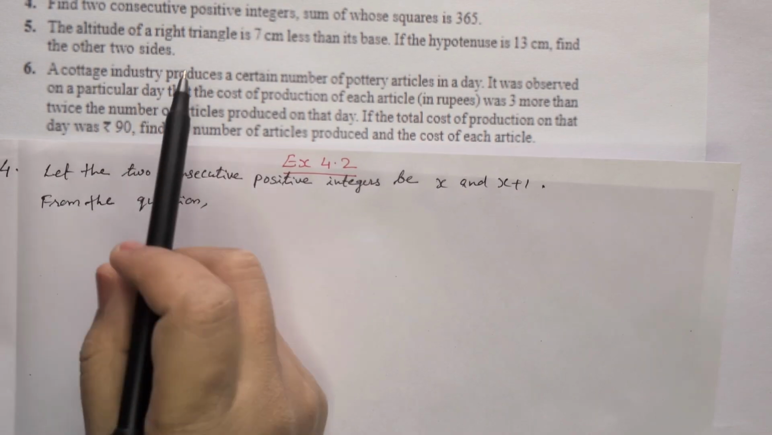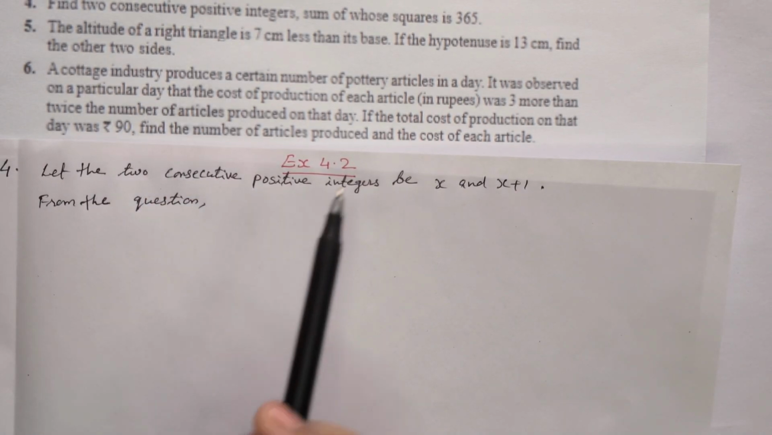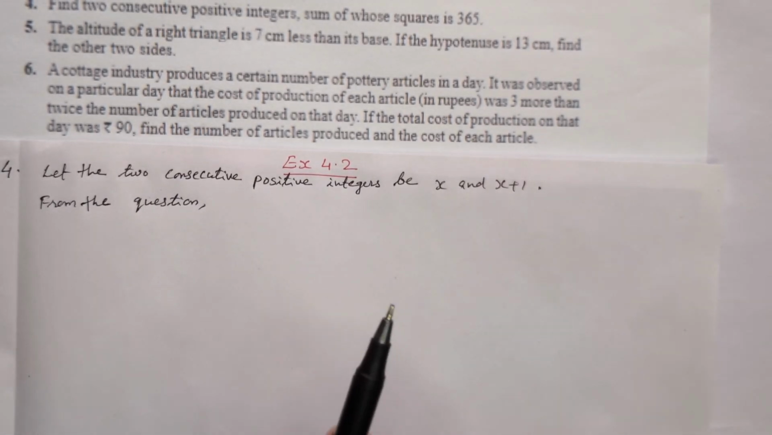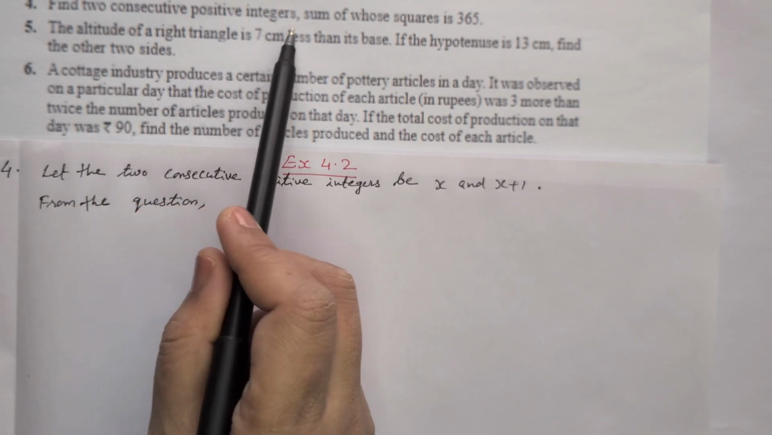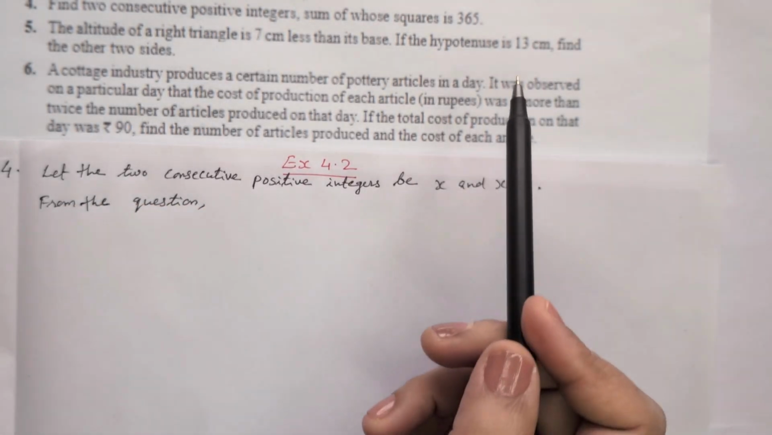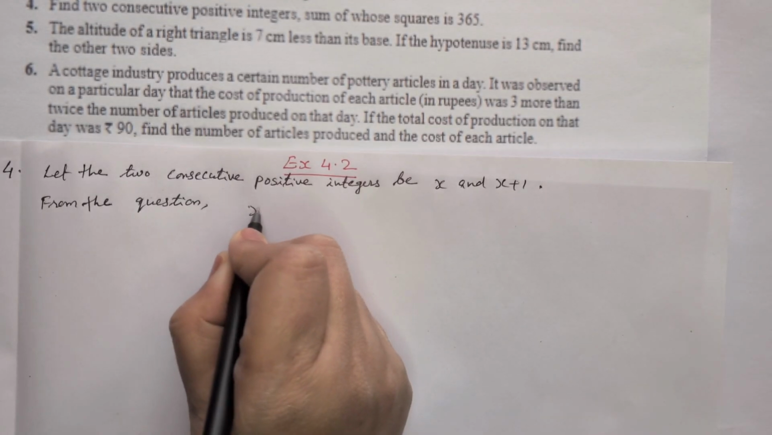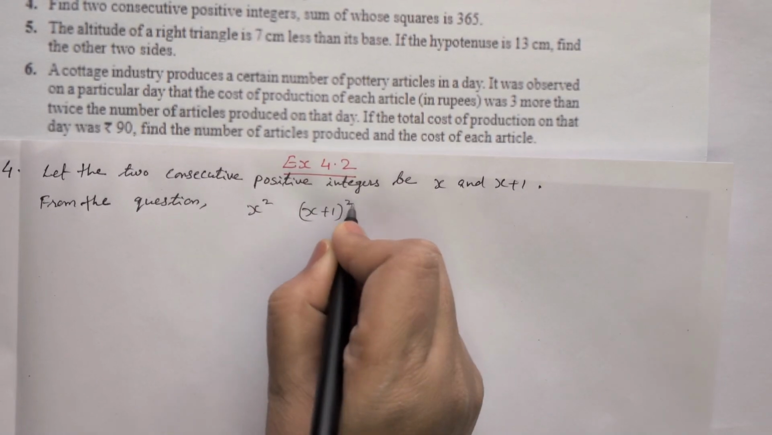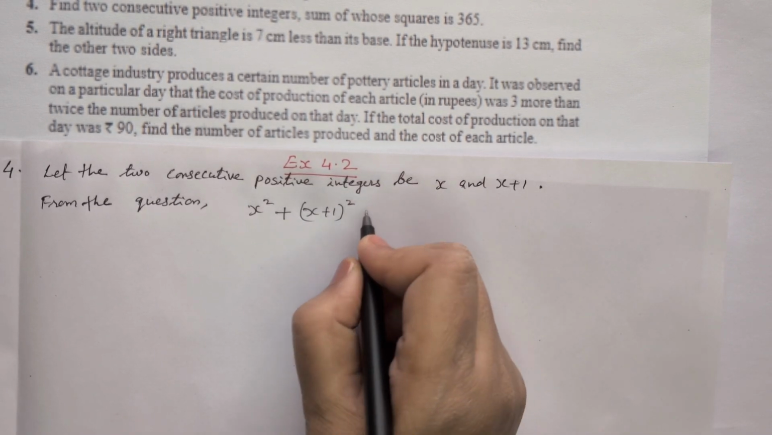Question number 4. Find two consecutive positive integers, sum of whose squares is 365. So we can take the integers as x and x plus 1. From the question here we can write two consecutive integers, sum of whose squares. So the numbers are x and x plus 1. Squares means x square and x plus 1 the whole square. Sum of these squares is equal to 365.